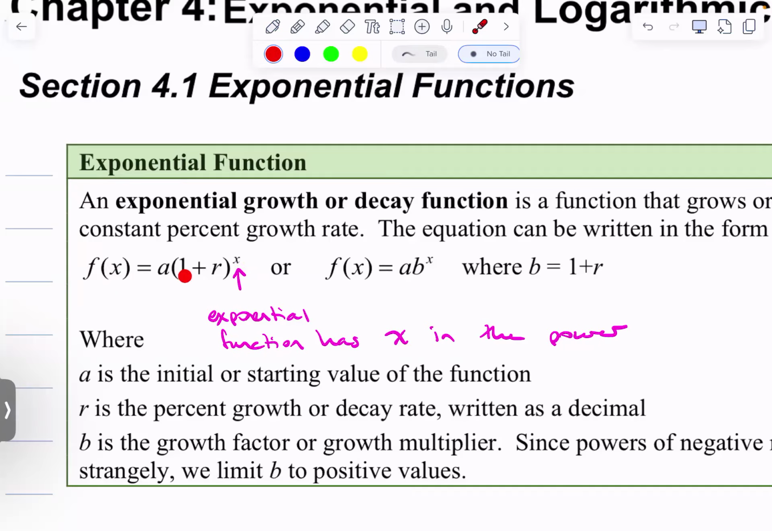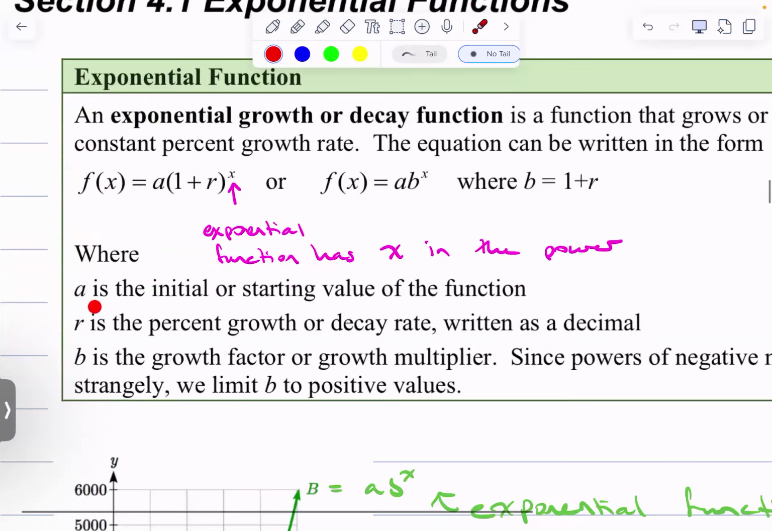And so what we have, the 1 plus r, the r is going to be the rate, okay, the growth rate, or potentially the decay rate. And a is going to be the initial value. So we have where a is the initial or the starting value of the function, right? How many bacteria did you have to start, right? And then what's the rate that it's growing at, and for how long usually, right? How long did you let this go on for? And so then you can find the population size after some amount of time, usually.